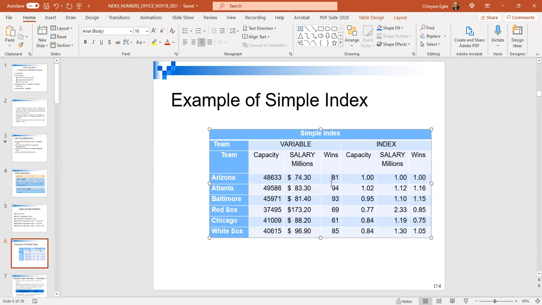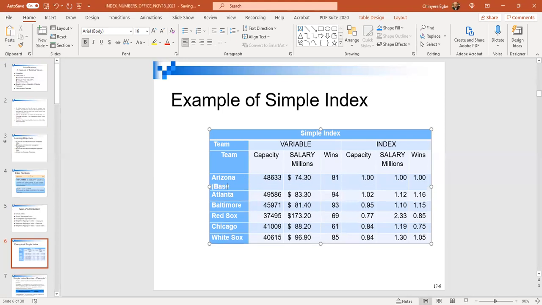You see the number of wins. Arizona as a team, Atlanta as a team, Baltimore as a team, Red Sox as a team, they have different wins. So now what you try to do, if you want to compile what is called a simple index, you want to compare all the teams to Arizona. So Arizona becomes what you call the base team. So I'm going to call this the base team.